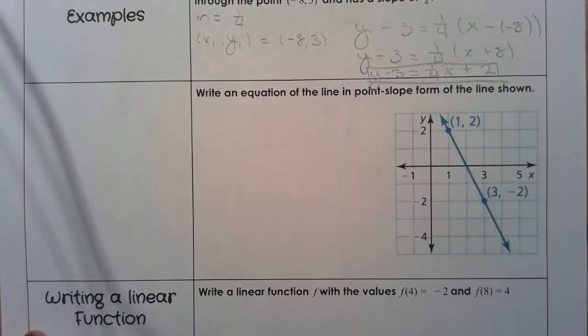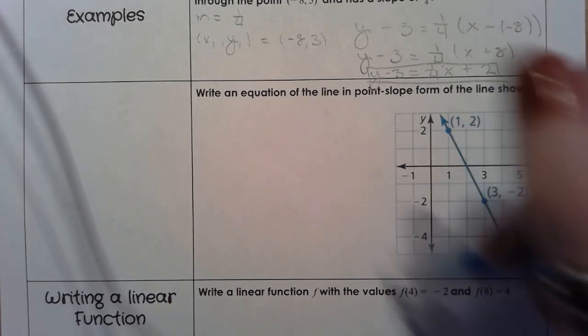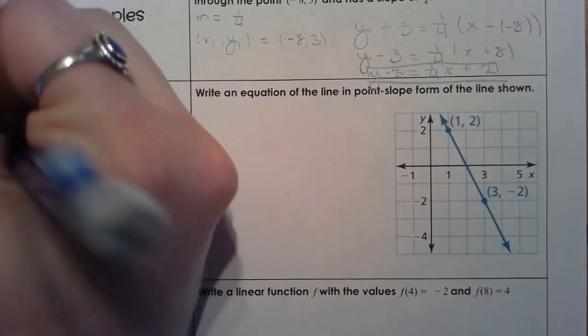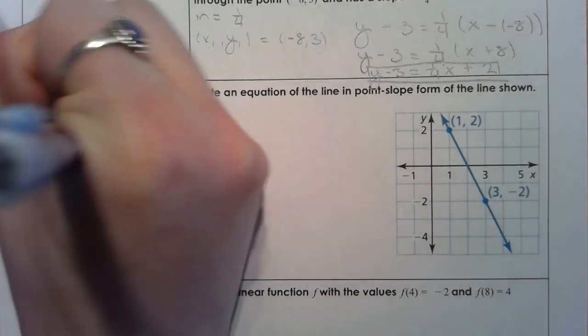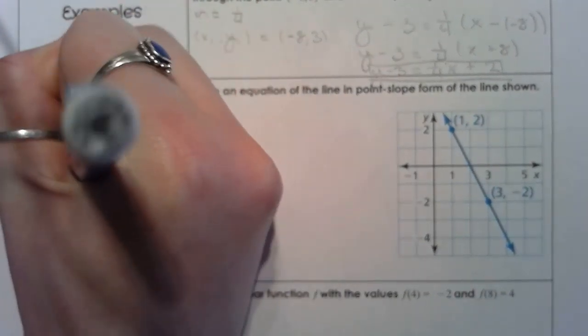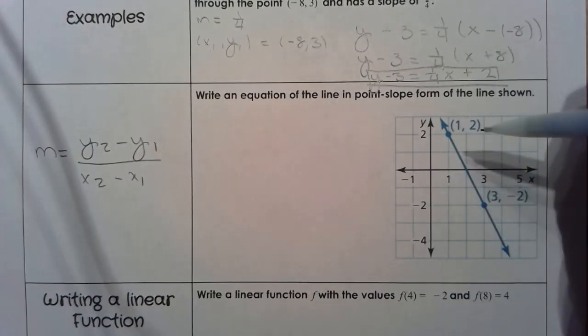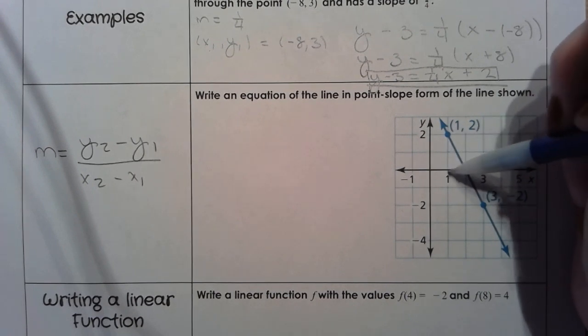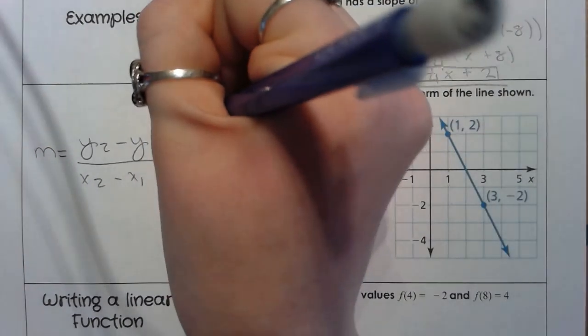Now I'm going to write an equation in point slope form given this graph. So I'm given 2 points here. I don't know my slope right off the bat, but I do have 2 points. So one of the ways that you could find your slope is using this equation. So y2 minus y1 over x2 minus x1. Or you could just look at this graph and see, okay, my rise is 1, 2, 3, 4.